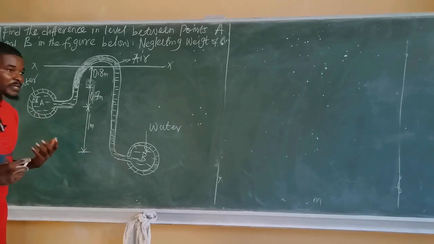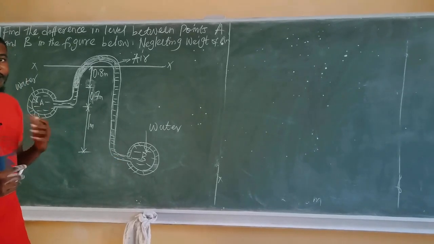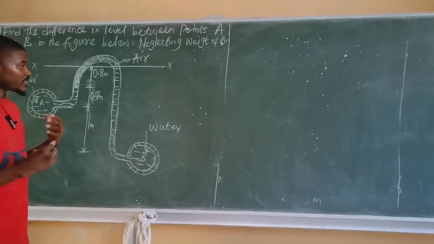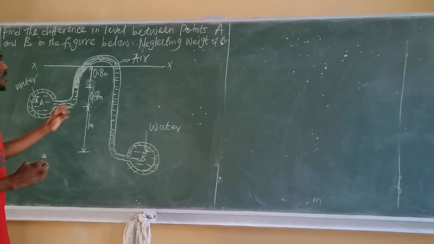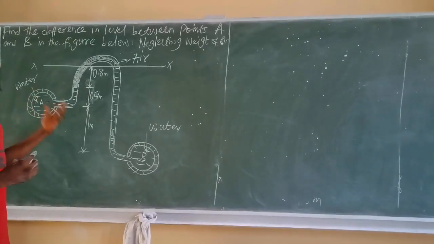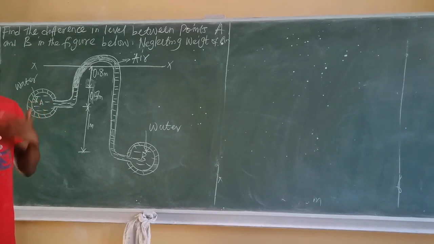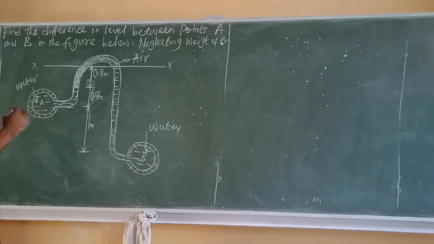I explained this in the previous video, although the one I did in the previous video was a differential manometer which is not inverted. But in this case, we now have a differential manometer which is inverted. Since it is inverted, it means instead of having positive additions, we are going to be having negative additions. Okay, we will see that as we head on to solve this question.